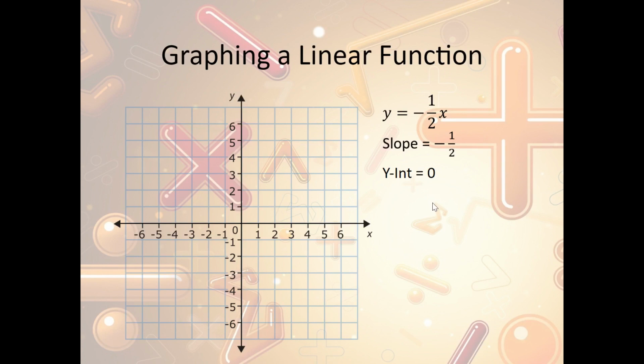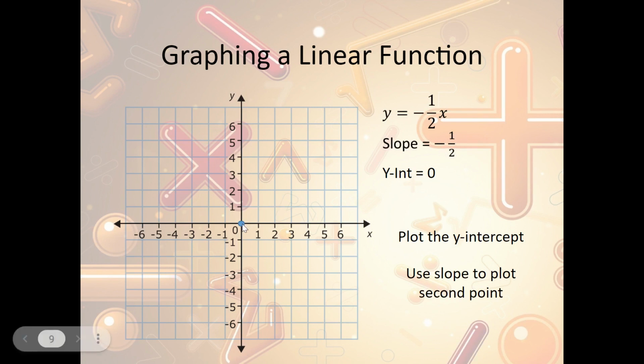So now when I graph this, the first step is I plot the y-intercept. Well, my y-intercept is 0. So I'm going to go along my y-axis and find 0, which is right here. And I plot my point. The next step is I'm going to use the slope to plot my second point. Remember, this is change in y over change in x, or you might have heard it in the past as rise over run. We're going to talk about it as change in y over change in x. So my change in y is -1. So I go down 1.